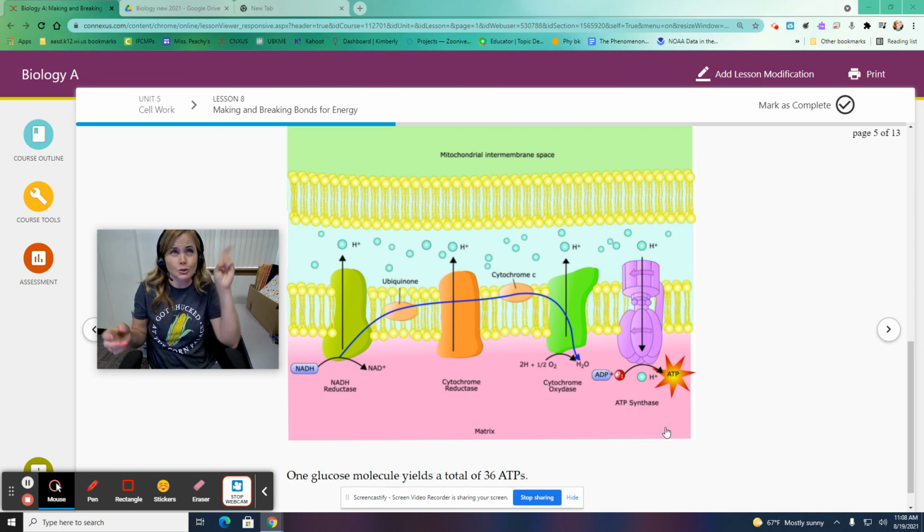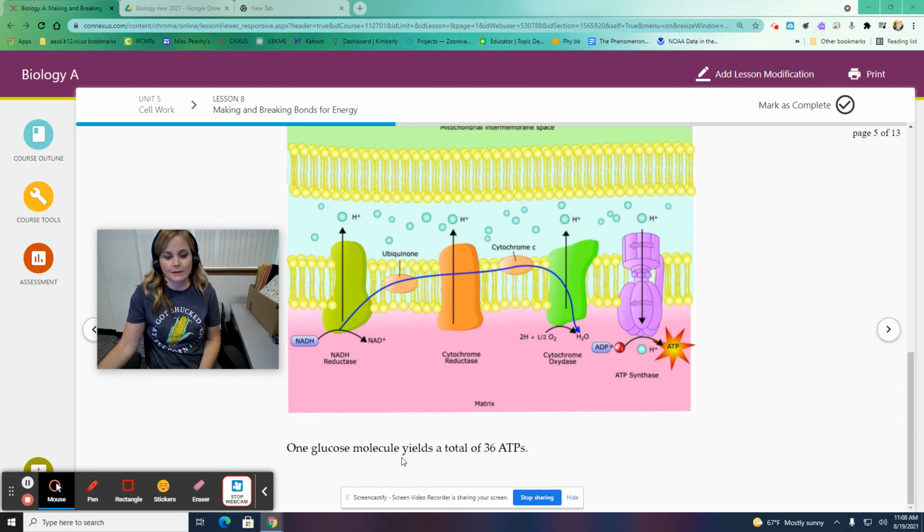So two ATP are made in glycolysis, two ATP are made in the Krebs cycle, and 32 ATP are made in the electron transport chain. So lots and lots of ATP is made in this part. This is the most energy producing part of all of aerobic respiration, but it can't happen unless the other two phases happen first. So one glucose molecule yields a total of 36 ATP. So rewatch that if you need to.